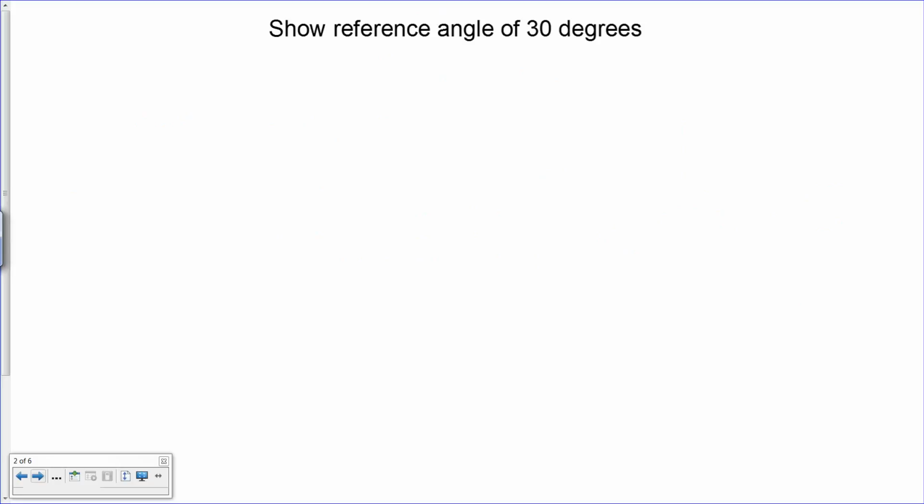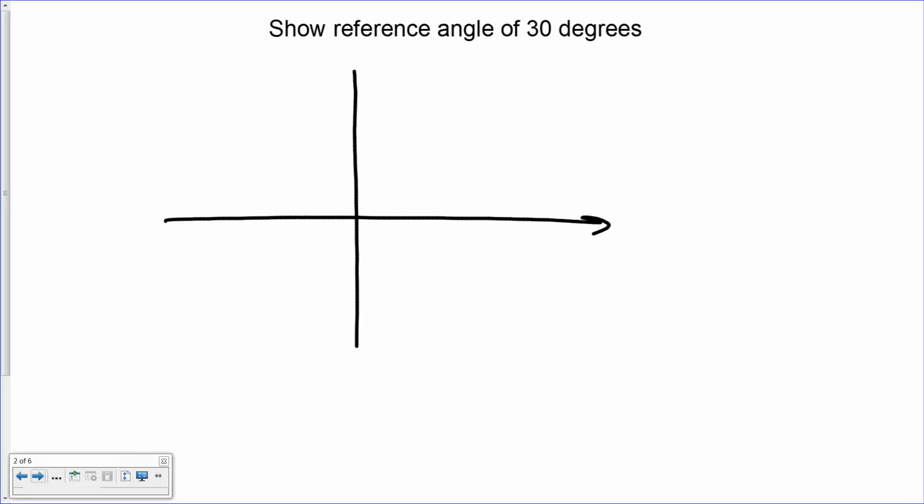Show the reference angle of 30 degrees. That means in each of the angles in the quadrants, show what it is with a 30-degree reference angle. For starters, you have 30 degrees. That's going to be the same as your theta. Then we go to the next angle, which is going to be this angle. Your theta would be 150. Your reference angle is 30 degrees.